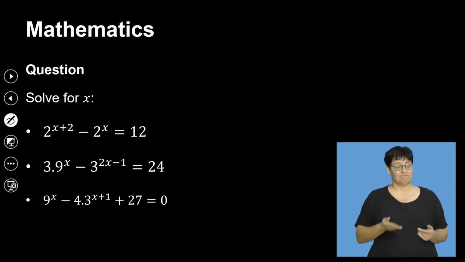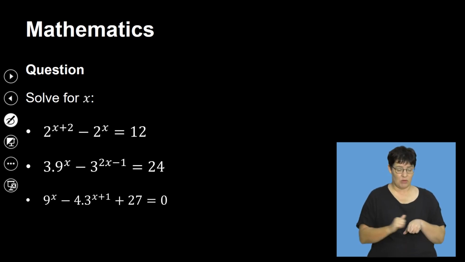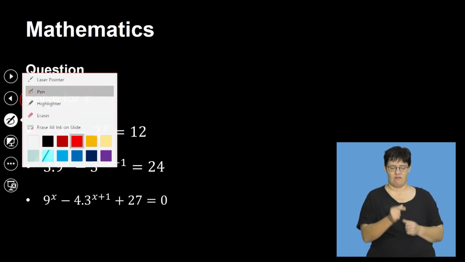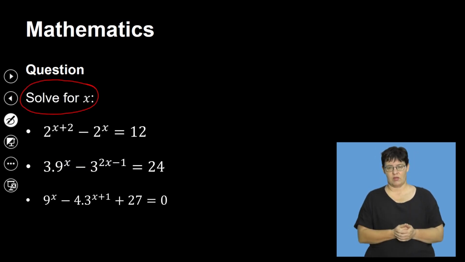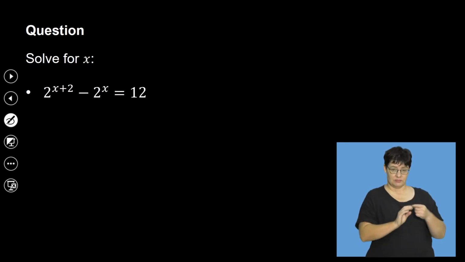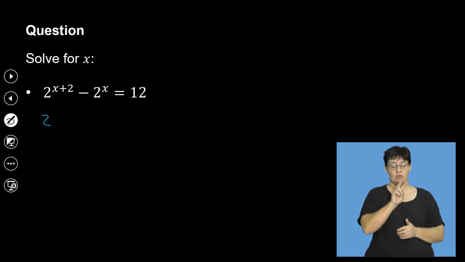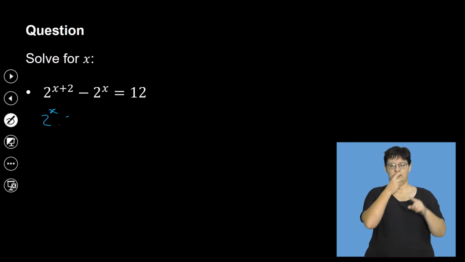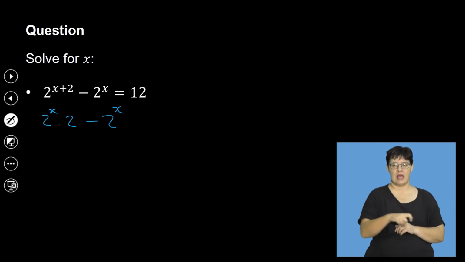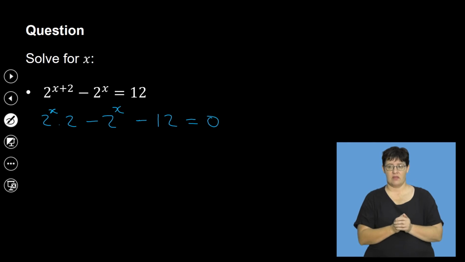But now let's put this into the actual practicality as to what exactly we mean. The question, as always, will be solve for x, and then to solve for x, you will need to look at what it is that you are given, right? So firstly, I will write this in standard form. In standard form, this is the same as 2 to the exponent of x multiplied by 2 minus 2 to the exponent of x minus 12 equal to 0, right?